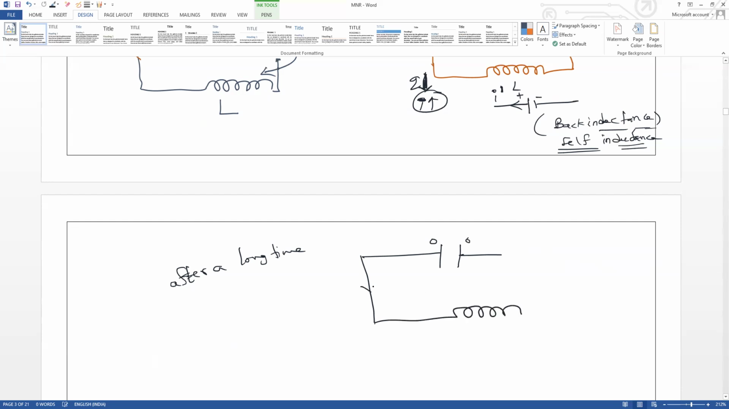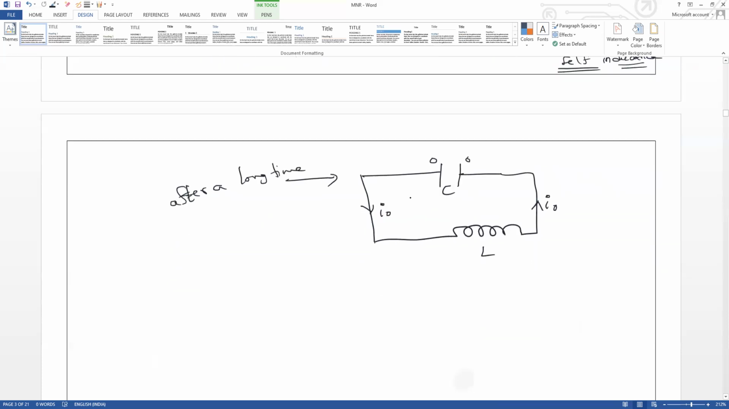So it becomes maximum means what? I or I naught? After a long time, I naught. So current attains maximum, I naught. So inductance, capacitance, this is what will happen after a long time. The current in the circuit becomes maximum, I naught, and the charge becomes 0. Now what will happen? Once the current becomes maximum, in the same way it will start decreasing also.